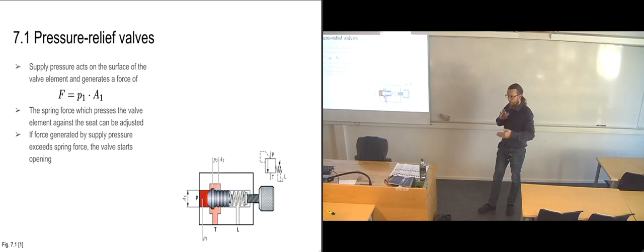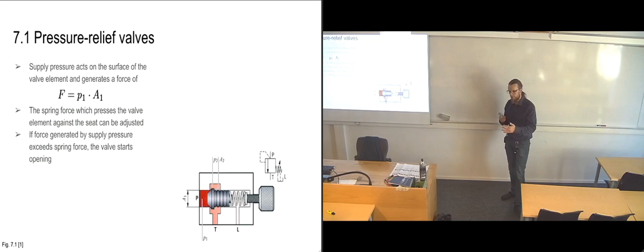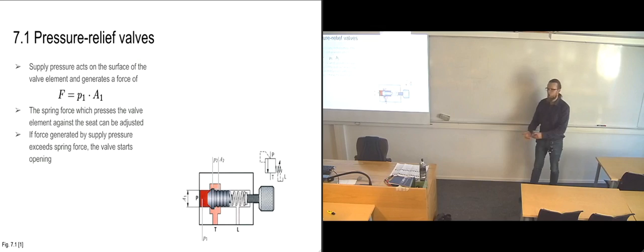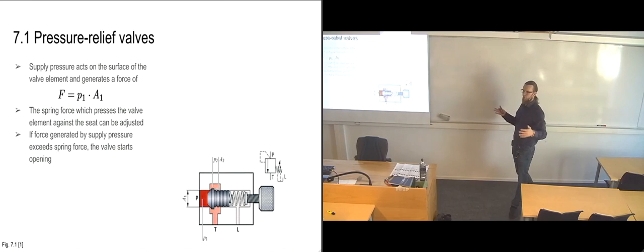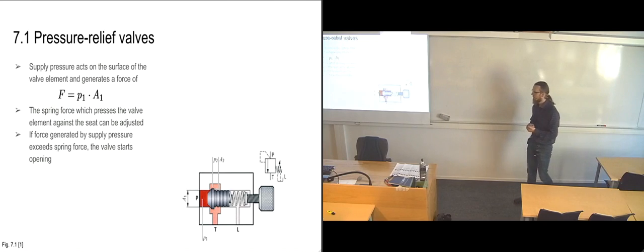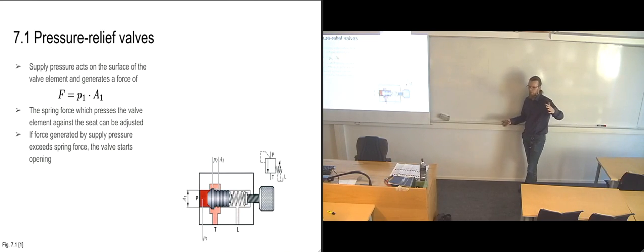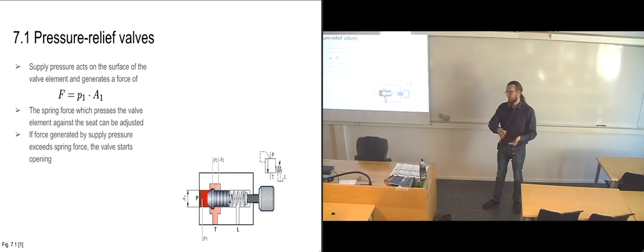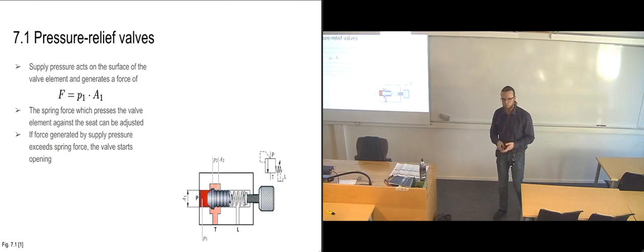And since you can adjust the spring, you can set the pressure that you want it to open at, within a certain range, of course. You won't find pressure relief valves that go from 1 bar to 500 bars. That's impossible, because you won't have that kind of adjustment ability with a mechanical spring like this. But you might find one that goes from 1 bar to 40, 45 bars, maybe 50. Then you might have another one that starts off at 25 and goes to 80, 90. Maybe you have one going from 50 to 120 or something.